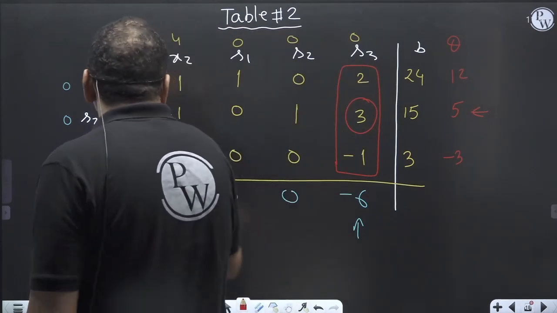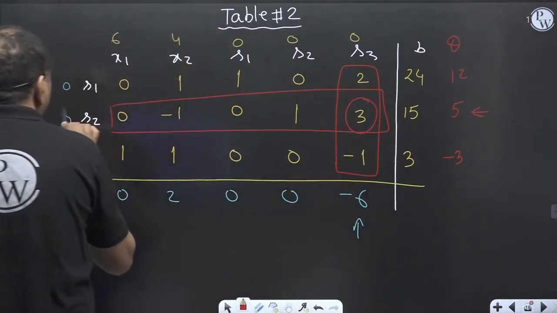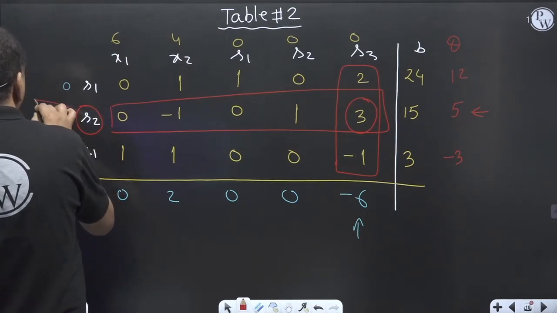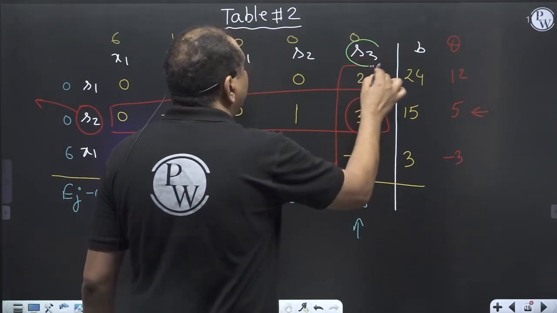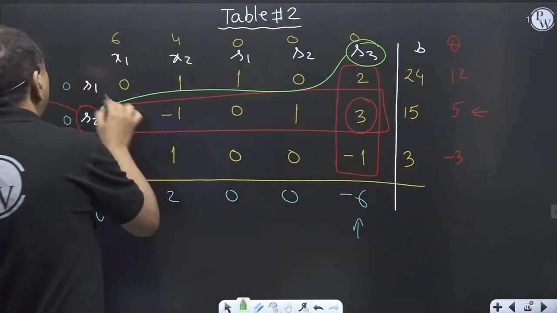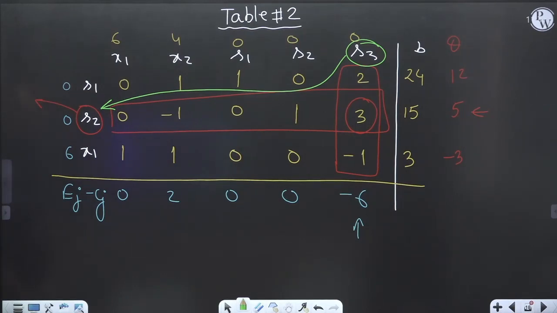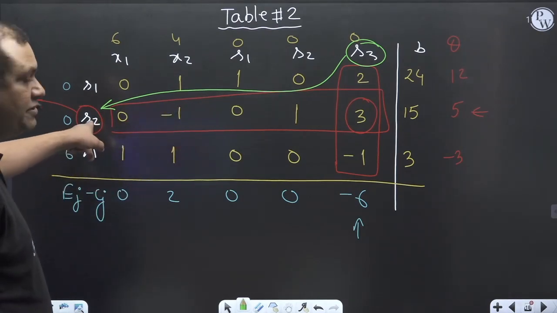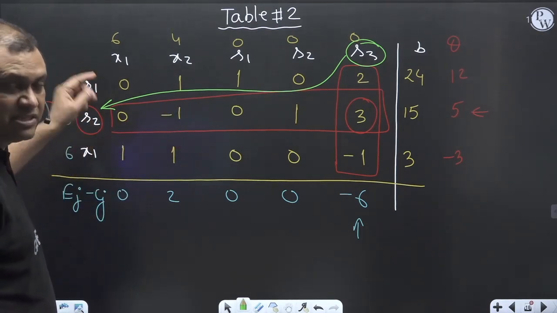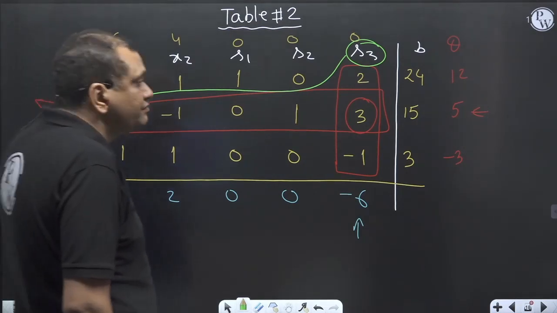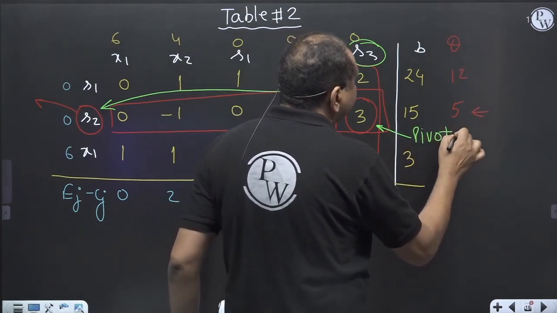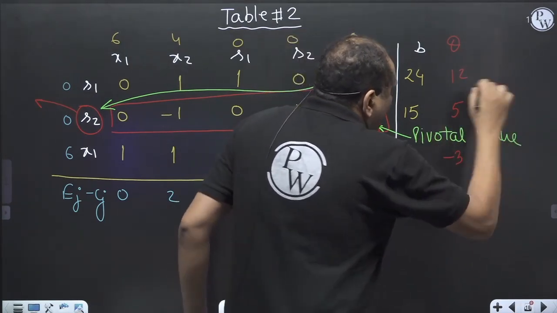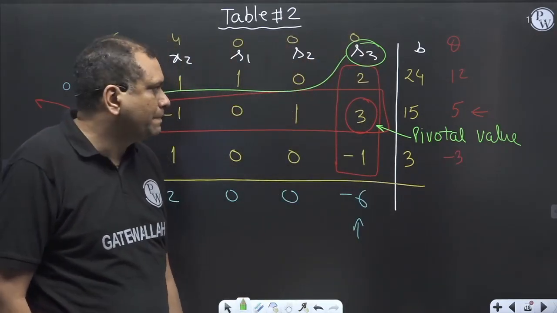So our decision is, because this is the entering column, S2 leaves the basis, and in place of that, S3 appears. This is the pivotal value for this iteration.